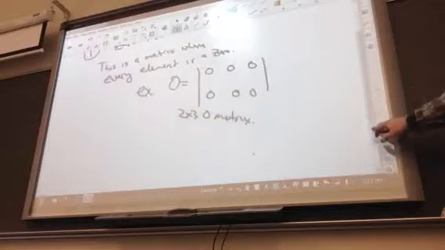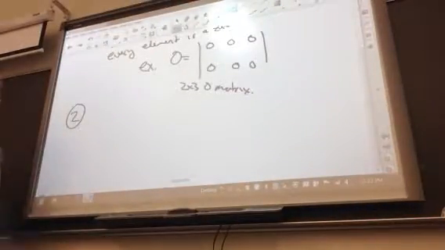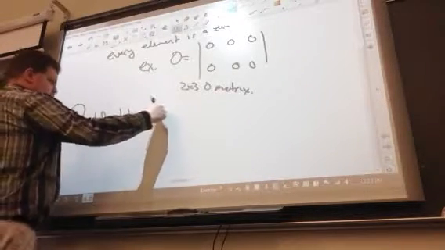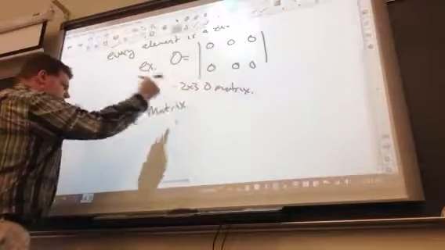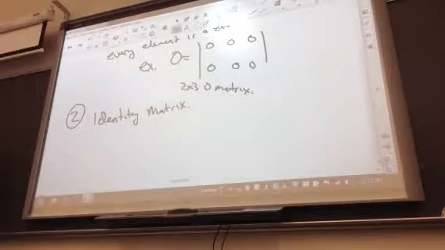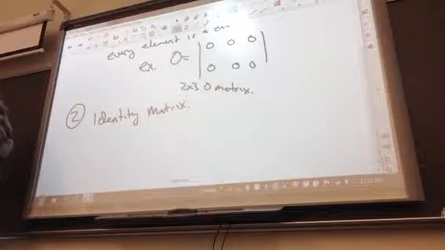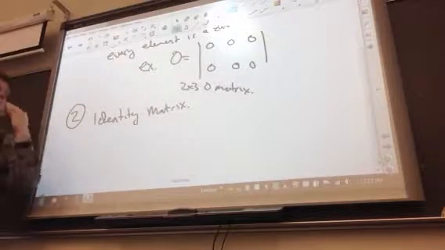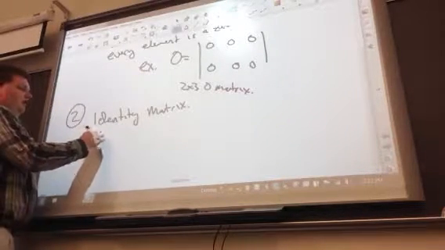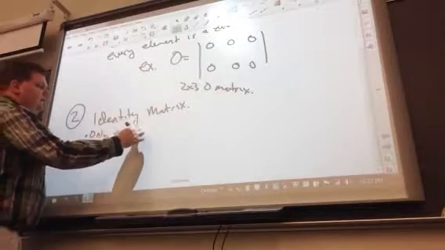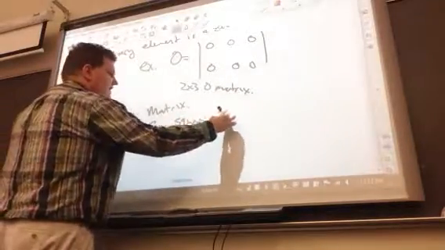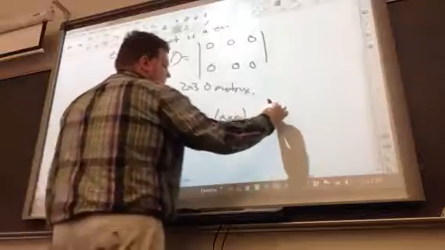The next special matrix that we've got is the identity matrix. Now, an identity matrix only exists for square matrices. Matrices where the order is square, like 2x2, 3x3, 4x4, etc. So it only exists for square, that is n by n, matrices.